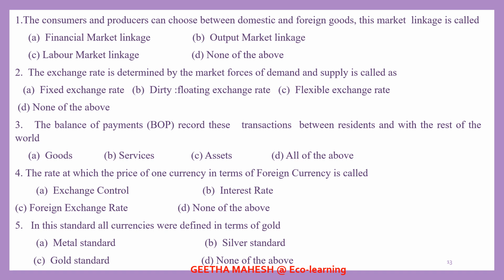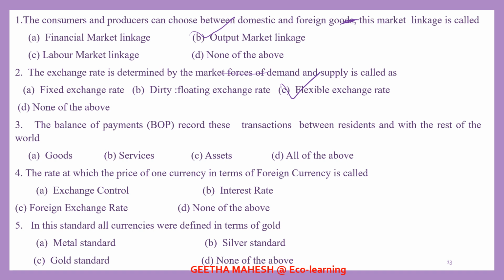Consumers and producers choose between domestic and foreign goods. This market linkage is called output market linkage. Here goods, so it is output market. Exchange rate determined by market forces of demand and supply is called flexible exchange rate. Market forces, flexible exchange rate.